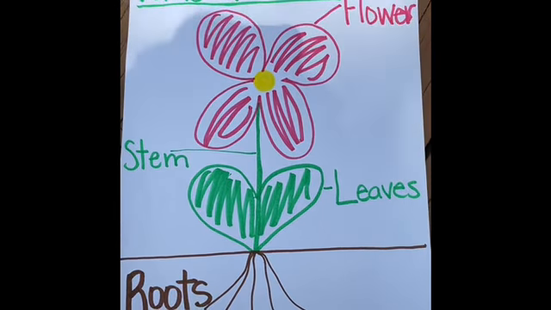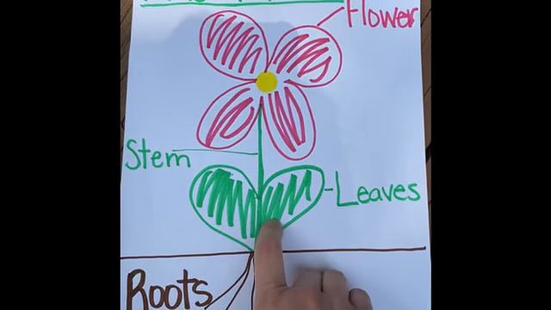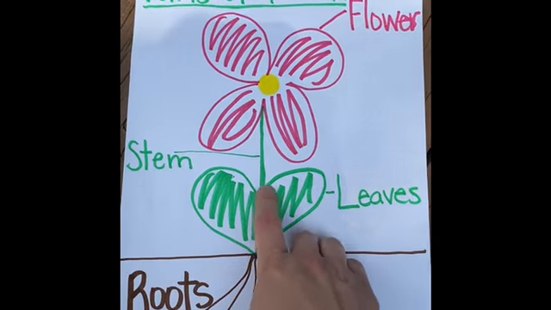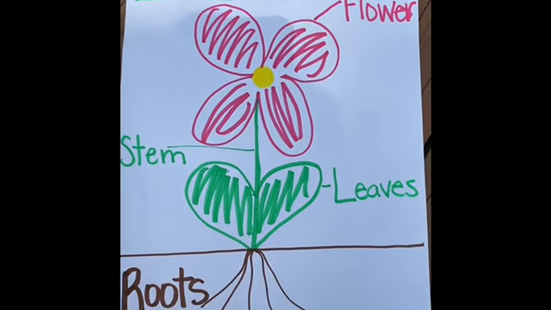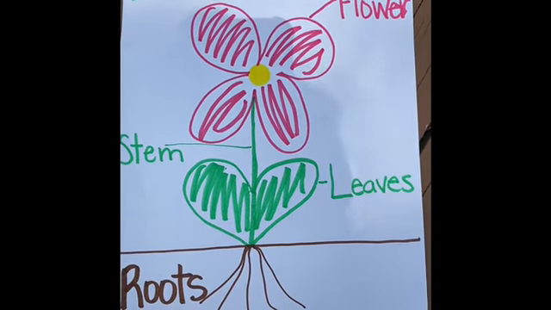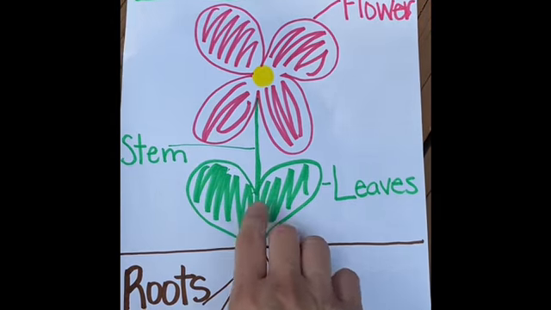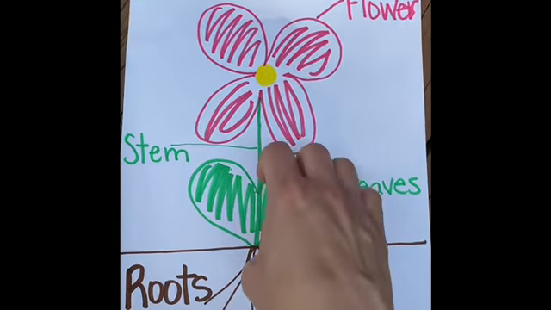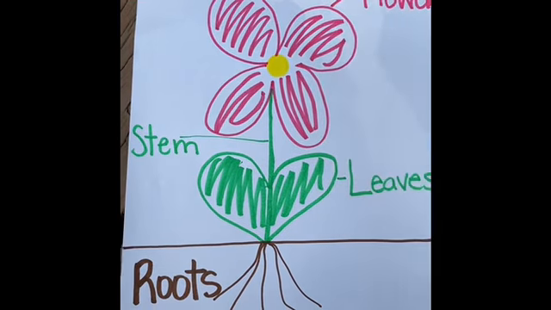So the stem is like a straw too, that brings the leaves water and it brings the flower part water. So the leaves are very important because they produce food for the flower. The leaves produce food, the roots and the stem bring the water up, and then you have the beautiful flower.